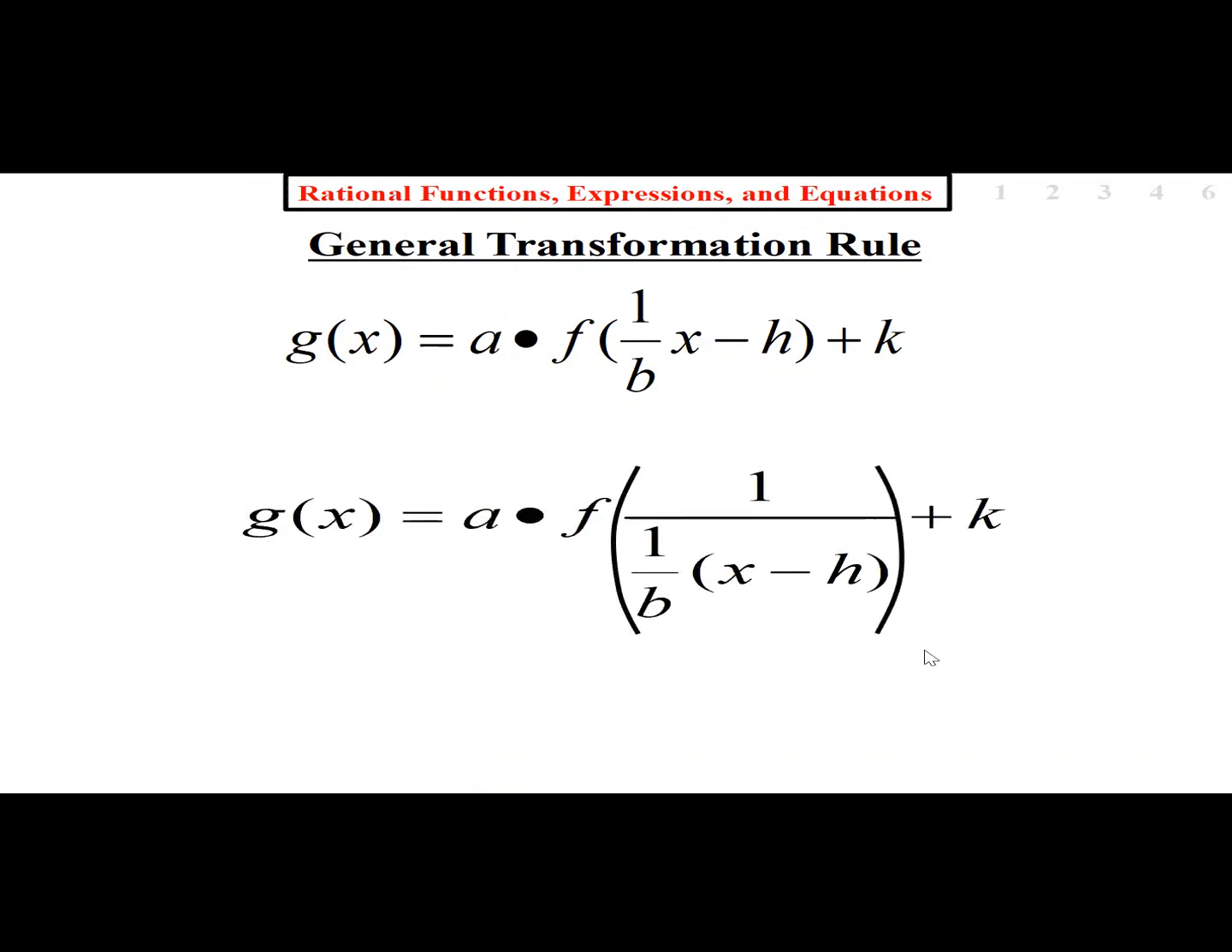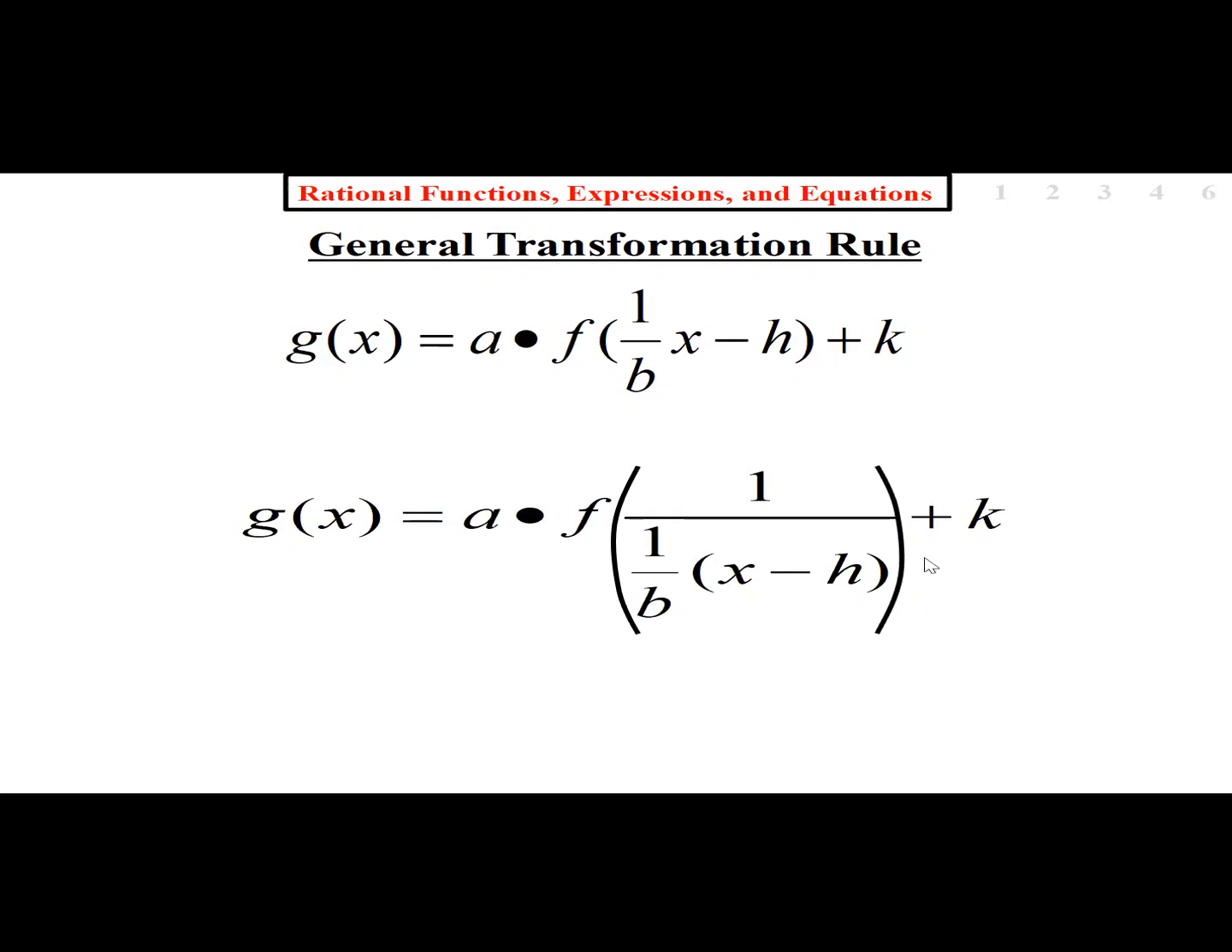Write this down. We got g of x equals a times f of parentheses. Inside the parentheses, we have 1 on the numerator, and then you get your fraction bar. Then on the denominator, we have b times parentheses x minus h, close parentheses. And then the big parentheses, and outside we have plus k.